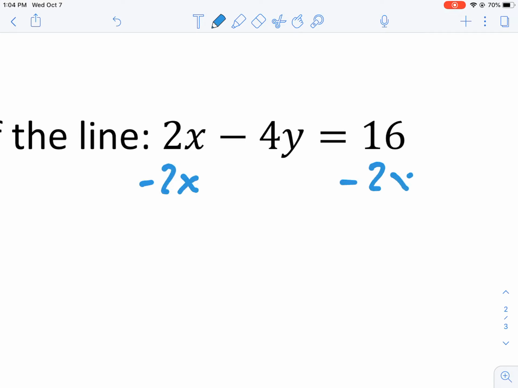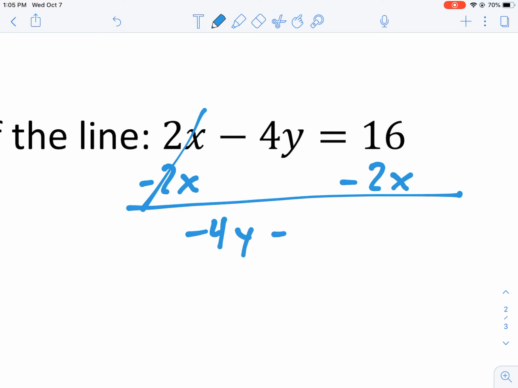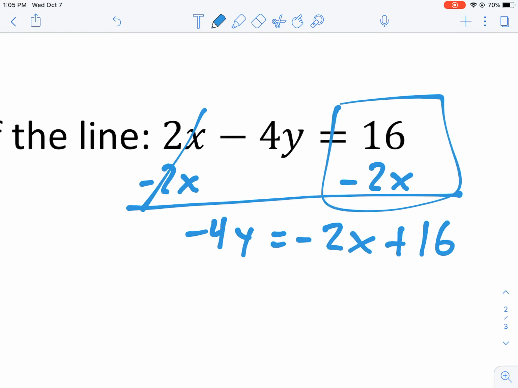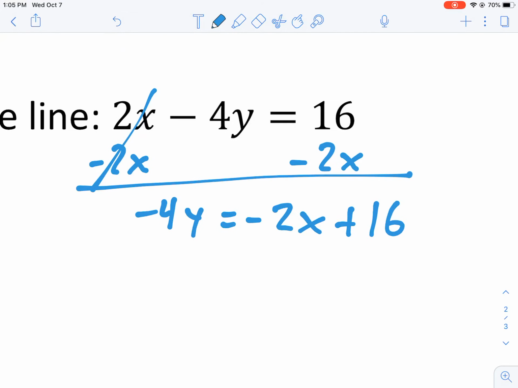Slope-intercept form has y by itself and x on the other side, so we need to move x over. So that's what our first step is going to be, is subtract 2x. So we've got -4y equals -2x plus 16. These are not like terms, right? Those are not like terms. So all we're doing is just kind of moving it over.